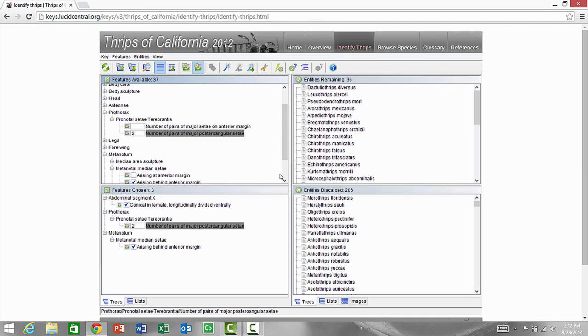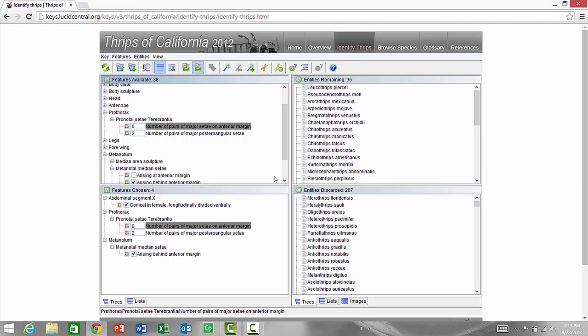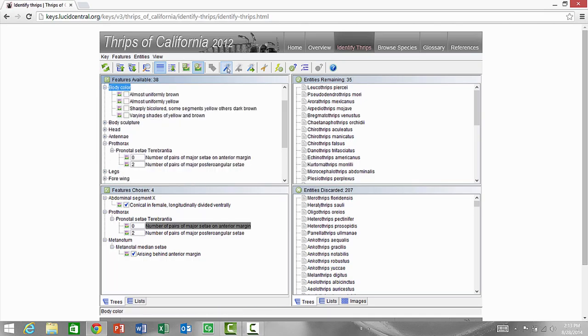And we don't necessarily have to enter this other value, I don't think, but it asks for the number of pairs of major setae on the anterior margin. And so looking at the anterior margin, I'm not seeing any major setae there. So I'm going to put a value of 0 there. Now we have 35 species remaining in the key. I'm going over to choose the next best character to identify.